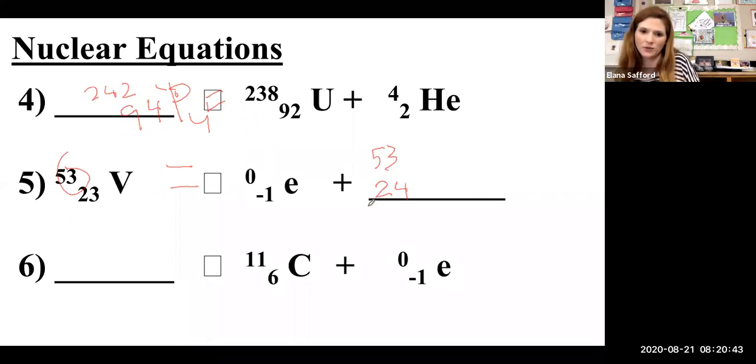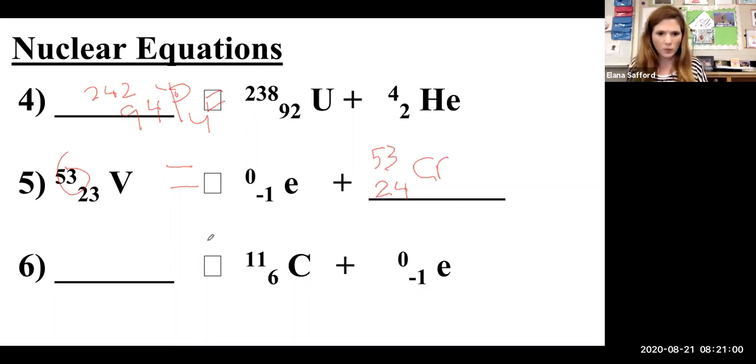So again, if you change the number of protons, it changes the element itself. So I don't want to leave it as a V. I'm going to go over to my periodic table and find number 24. It is chromium, which is Cr.